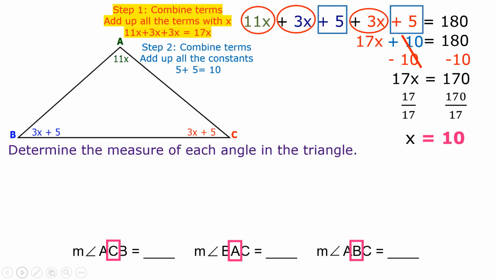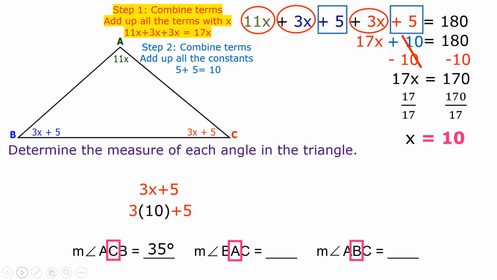So now you're going to find out what the angles they're asking you for. So what are the angles they're asking you for? So for example, on the first one, they're asking you for angle measure ACB, which would be C, right? So the expression that they're using to express the measurement of angle C is 3x plus 5. You're going to multiply the 10 times the 3 and add the 5. Don't forget to add the 5. So it would be 3 times 10 is 30 plus 5 will be 35, right?